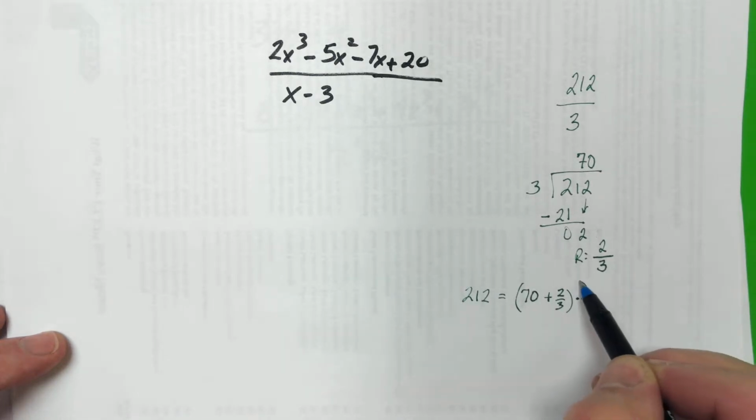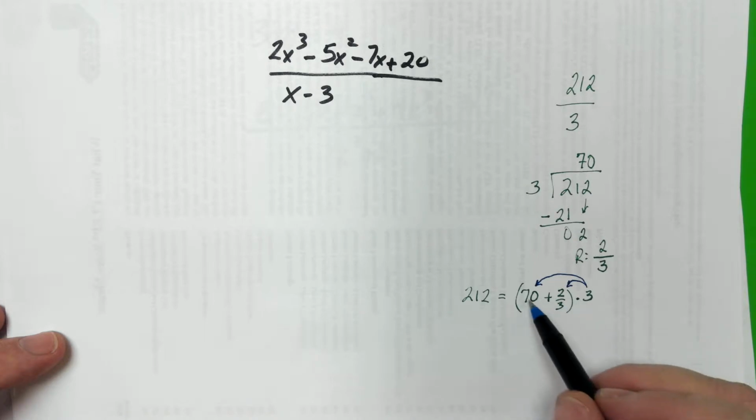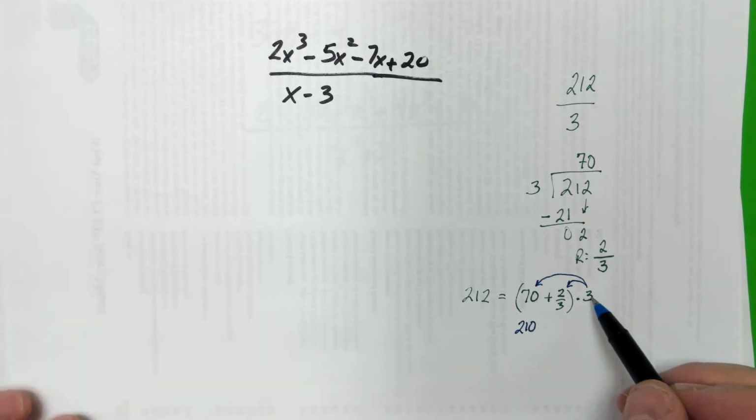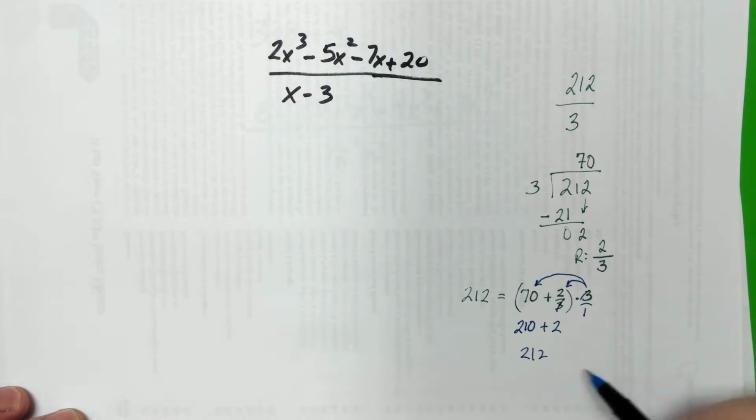So here's what I'm going to do. I'm going to distribute 3 times this and 3 times that. Okay, now I'm checking, right? So 3 times 70 is 210. I'm pretty confident with that. 3 times 2/3, right? Well, don't you put a 1 under it, and then 3 is reduced, and you're left with 2? Well, that's 212.